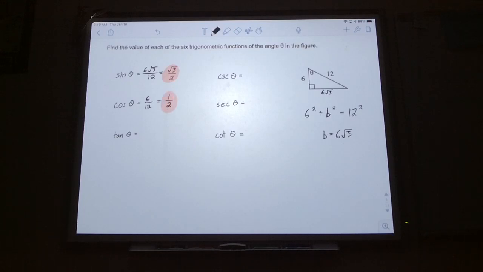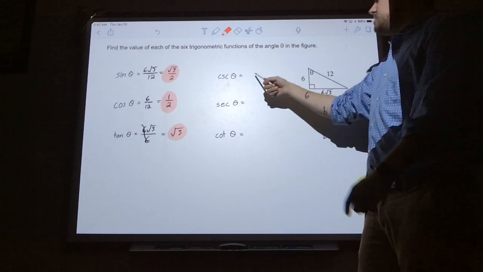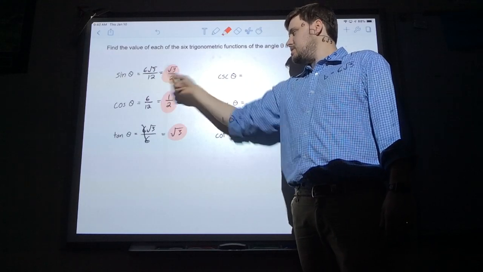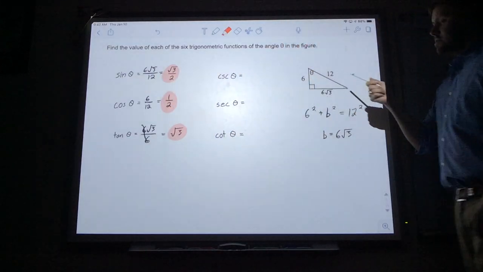Okay, tangent is 6 root 3 over 6. The 6's cancel, so our answer is just root 3. The other side is just the reciprocal of that. It's easiest to flip this, not this. So I would put this, not that, or just do it on the page.